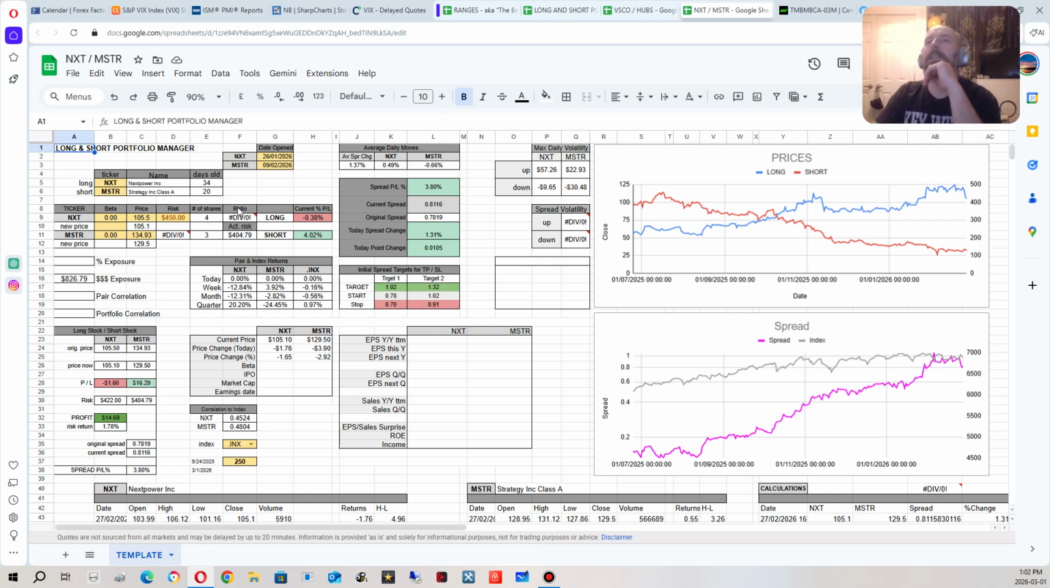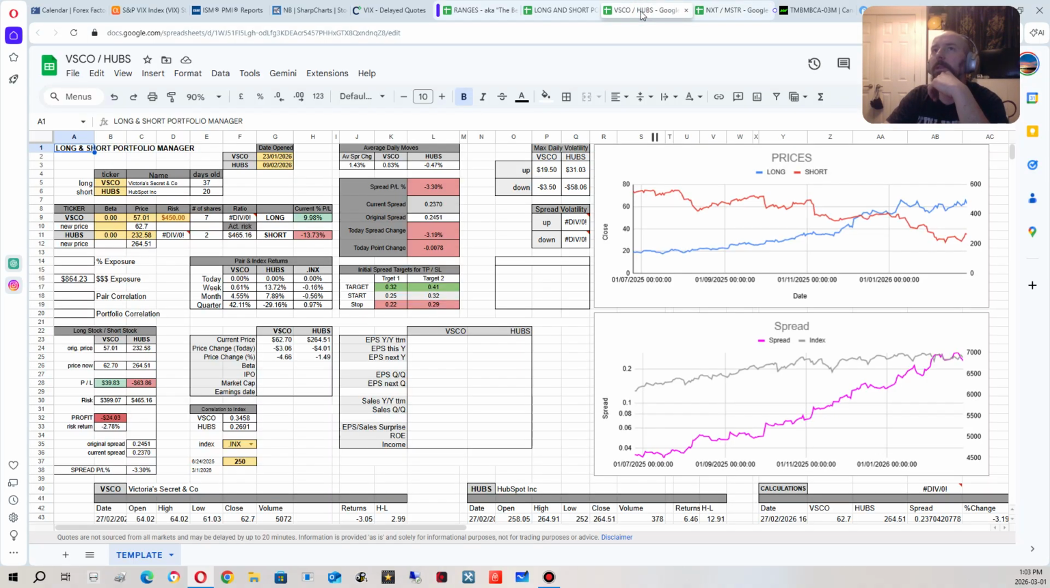But if we look at Next Power and MicroStrategy, if you've been following the channel for the last couple of weeks, these are the trades that we set up. And yeah, the returns have kind of gone down this week on this one. On Next Power MicroStrategy, I'm only up 1.78%. That's less than $15.